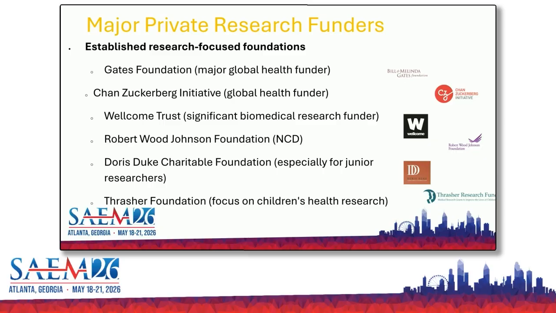Robert Wood Johnson's is for cardiovascular, and I think also for all non-communicable diseases. Doris Duke Charitable is for junior researchers. If you haven't heard of Doris Duke, look it up. I think they're really open to young investigators and supporting them. And the Thrasher is for if you're doing pediatric research.